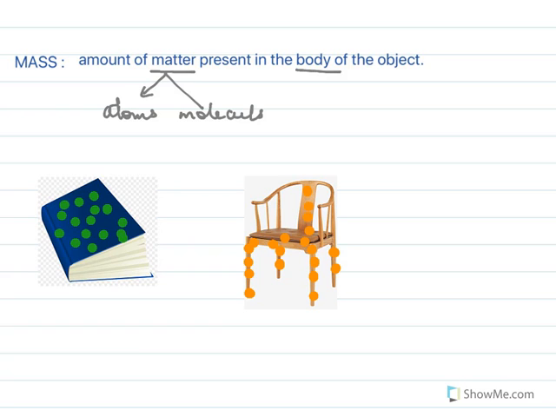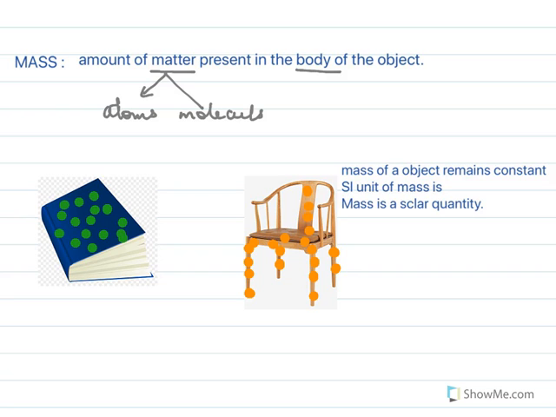You definitely agree that the mass of an object will remain constant, maybe on Earth, maybe on the Moon, or anywhere in the universe. The mass of an object will always be constant because it is the atoms or molecules that are present in that object. Now, to discuss some properties of mass, first we've seen that the mass always remains constant. Anywhere in the universe, the mass of an object is the same.